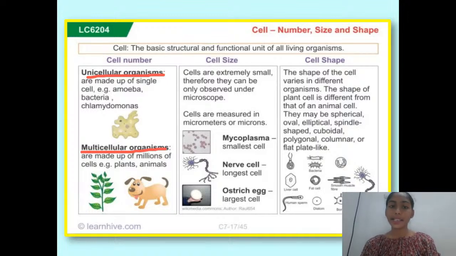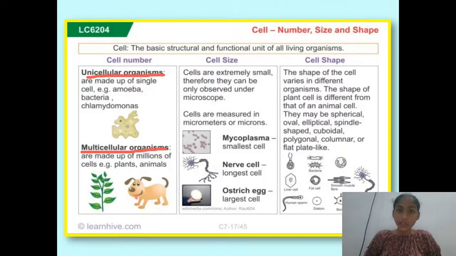Now, our next topic is cell size. Cells are extremely small, therefore they can be observed under a microscope. We all know that cells are very small. Every chapter is interlinked and every subject is also interlinked. Chemistry and biology are also interlinked. In biology, the fundamental unit of life is the cell. In chemistry, the fundamental unit is the atom. Both are small.